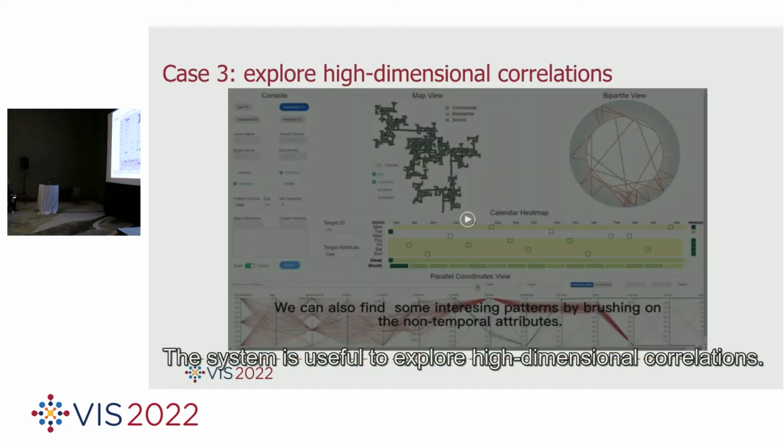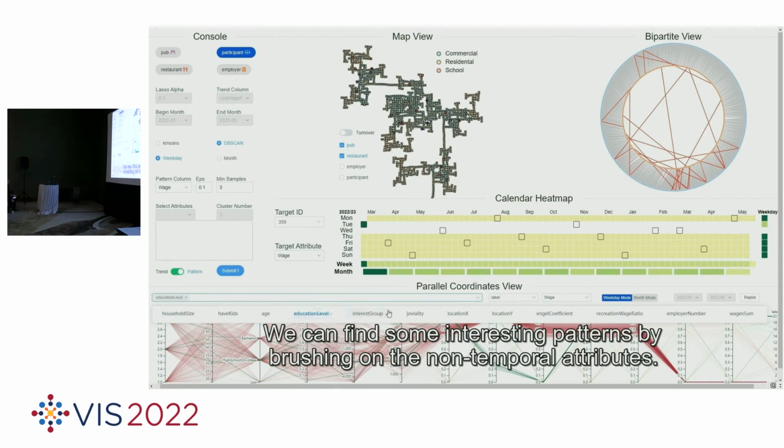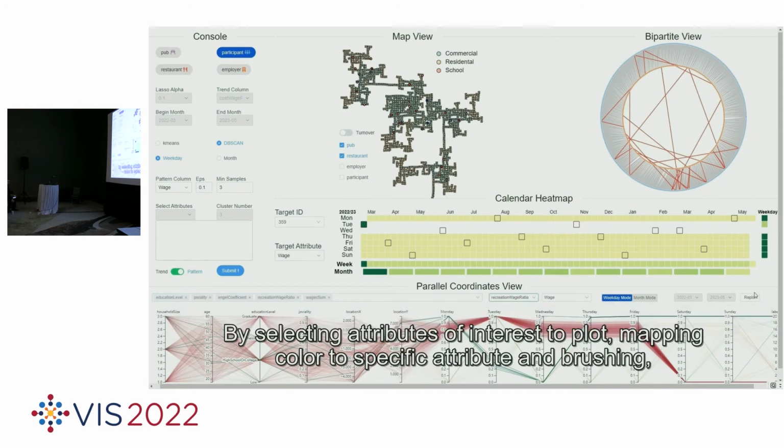The system is useful to explore high-dimensional correlations. We can find some interesting patterns by brushing on the non-temporal attributes, by selecting attributes of interest to plot, mapping color to specific attribute and brushing.